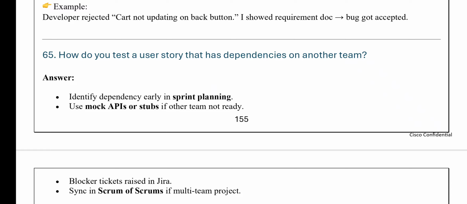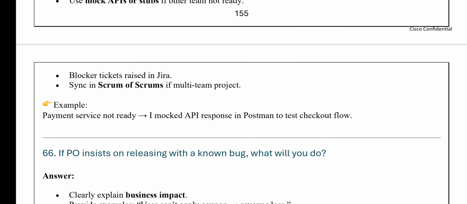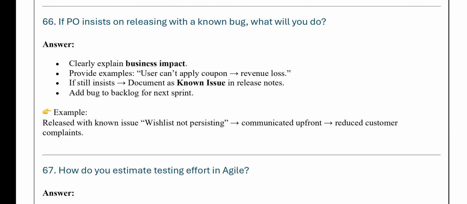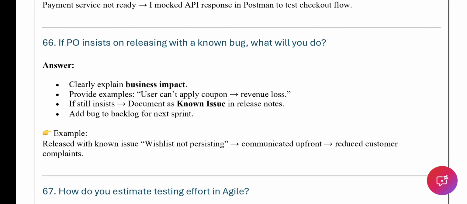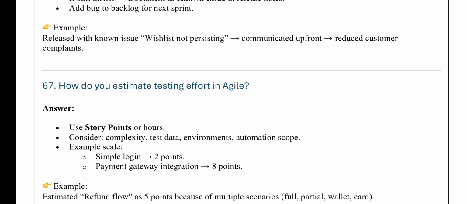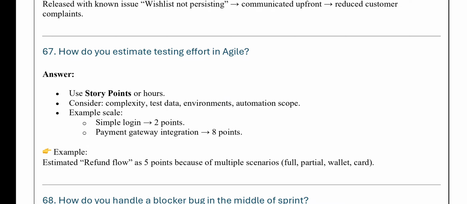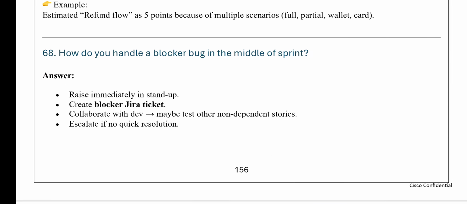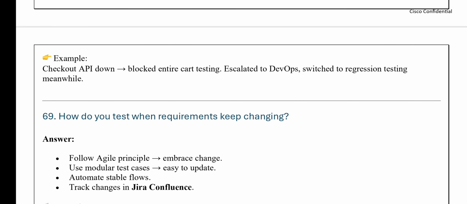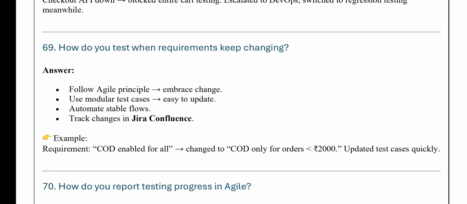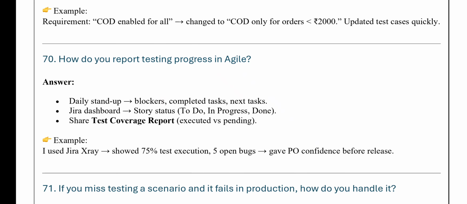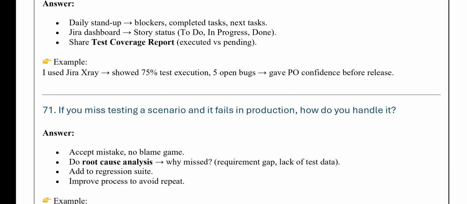How do you test a user story that has dependencies on other teams? If product owner insists on releasing with a known bug, what will you do? How do you estimate testing efforts in Agile? How do you handle blocker bug in the middle of the sprint? How do you test when requirements keep changing? How do you report testing process in Agile?